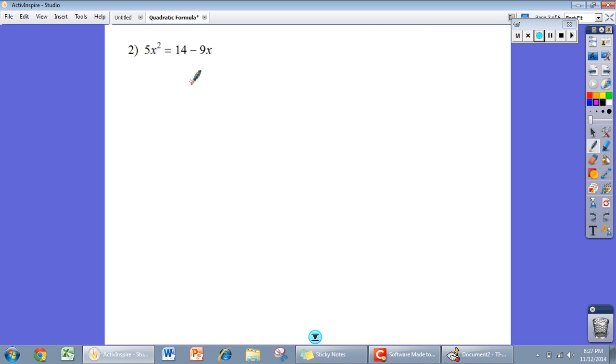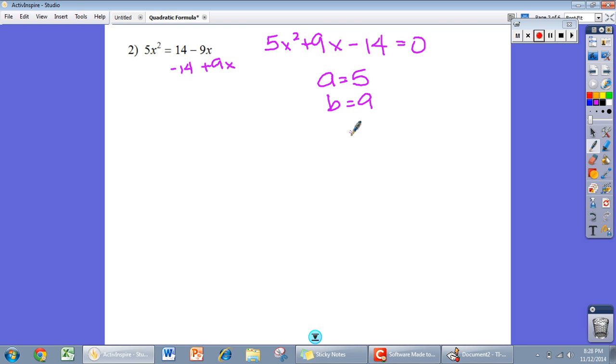Okay, again, we need to get our terms over to the left-hand side. So let's go ahead and start. We're going to basically subtract 14, and we're going to add 9x. So I'm going to write it up here. 5x squared plus 9x minus 14 equals 0. I subtracted from one side, or I took away from one side to bring over to the other. So this will be our equation. Again, we're going to identify a equals 5, b equals 9, and c equals a negative 14.